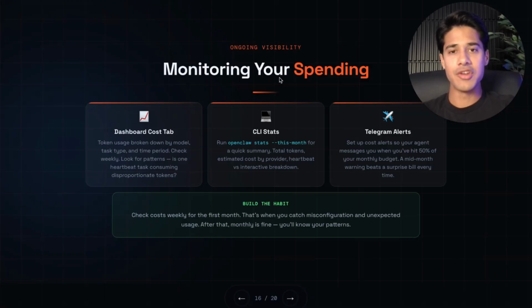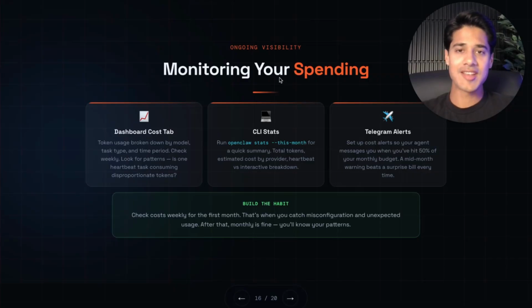From the command line, you can also run OpenClaw stats with a this-month flag for a quick summary of your current month's usage. It's going to show you the total tokens consumed, the estimated cost by provider, and a breakdown of heartbeat versus interactive usage. You can then also set up Telegram cost alerts so your agent notifies you when you've hit certain spending thresholds.